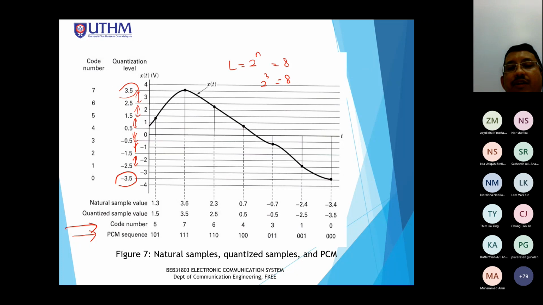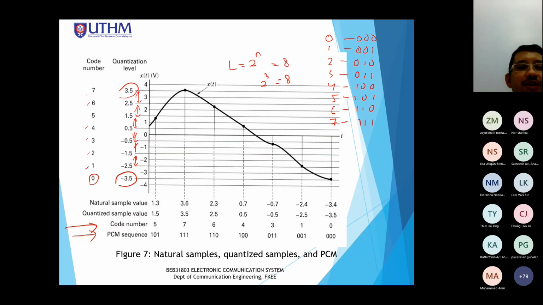So 8 levels with decimal points from 0, 1, 2, 3, 4, 5, 6, and 7. If we convert into binary, we get 000, 001, 010, 011, 100, 101, 110, and 111. In this example, we assign code 0 to the lowest quantized voltage: 0, 1, 2, 3, 4, 5, 6, and 7.